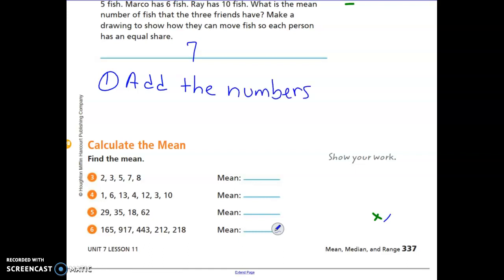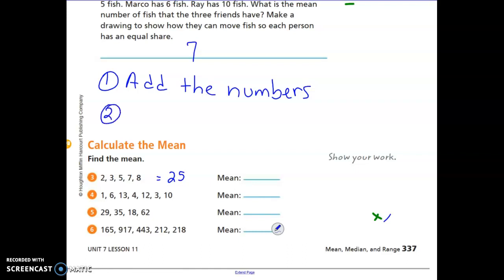So let's do that with this first one. We're going to add 2 plus 3 plus 5 plus 7 plus 8. You can do that on your calculator if you want to. It adds up to 25. So that's our first step. That's not the mean, because think about it, 25 would not be anywhere in between those numbers.